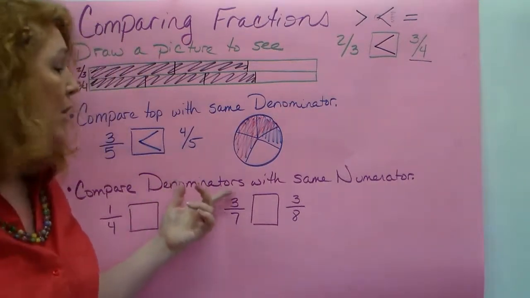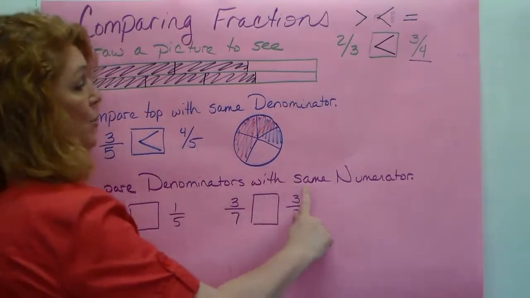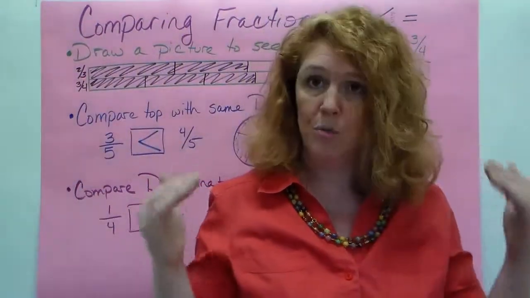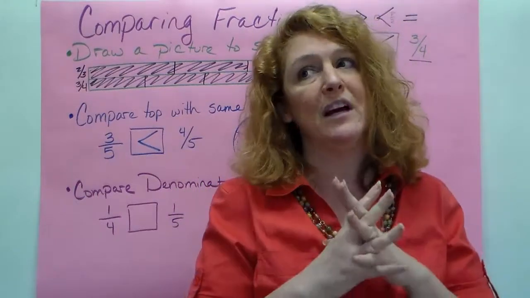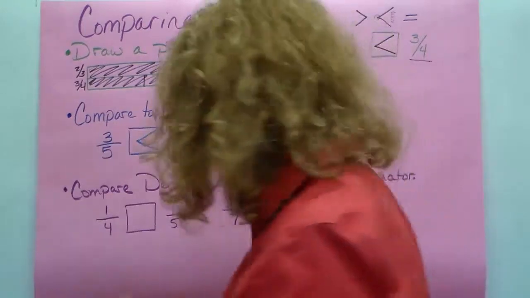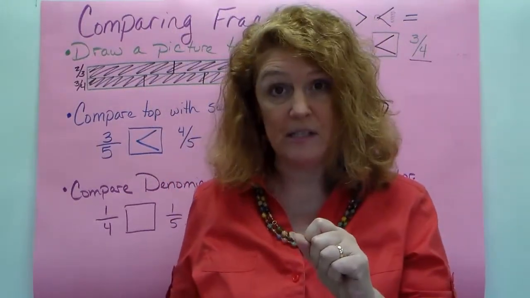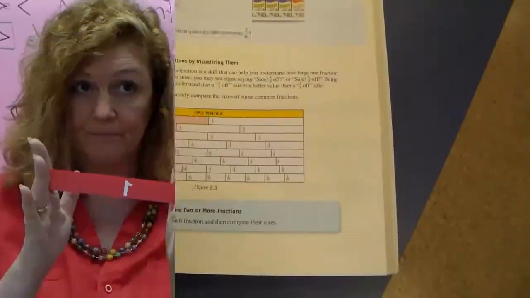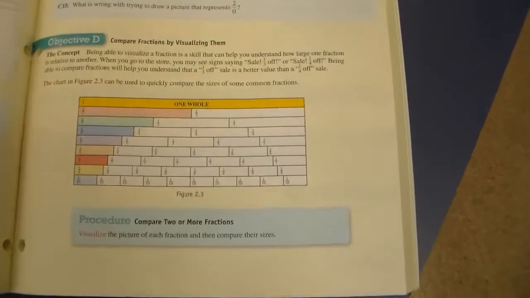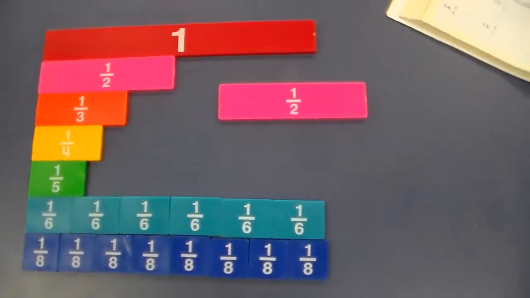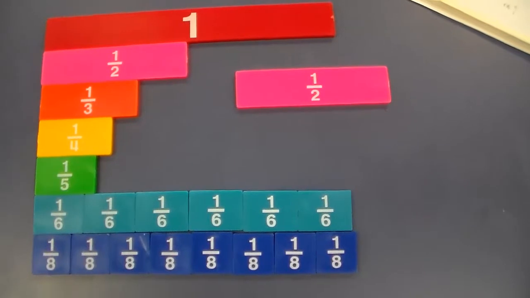Now, what if we wanted to compare denominators with the same numerator? Now, that's a little bit trickier. If the numerator is the same, you have to really understand what's going on with fractions in order to understand which one's bigger and smaller. And really the best way to do this is with fraction bars. So on page 2.9, you have a breakdown of what the different fractions look like. And I'm going to pull you over here to the fraction bar so that I can actually move around to explain to you what that picture means.